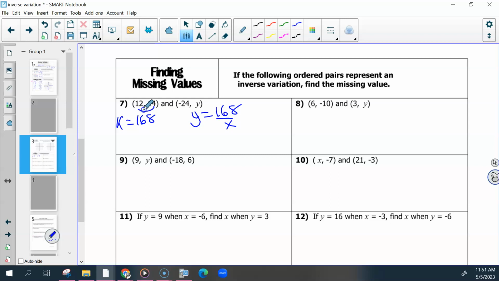And then look at the other ordered pair. You're given x but not y, so you could put that in and see what your y value would be. Which is what? Negative 7. Just like with direct, you could double check yourself by multiplying negative 24 and negative 7, and that should give us the positive 168.